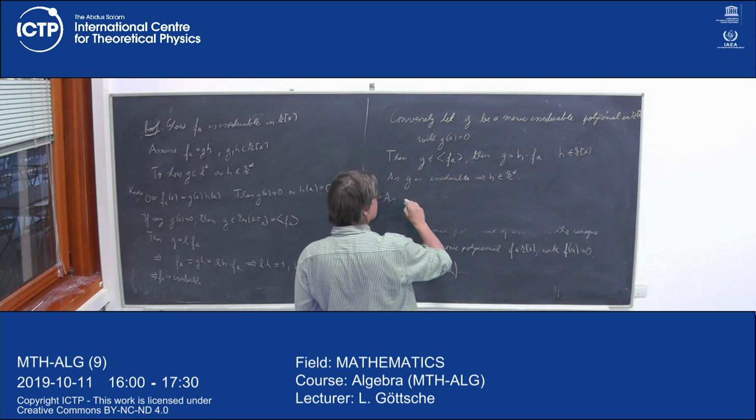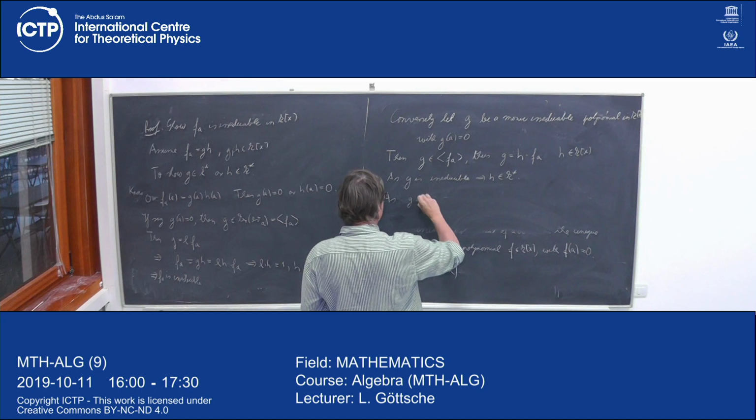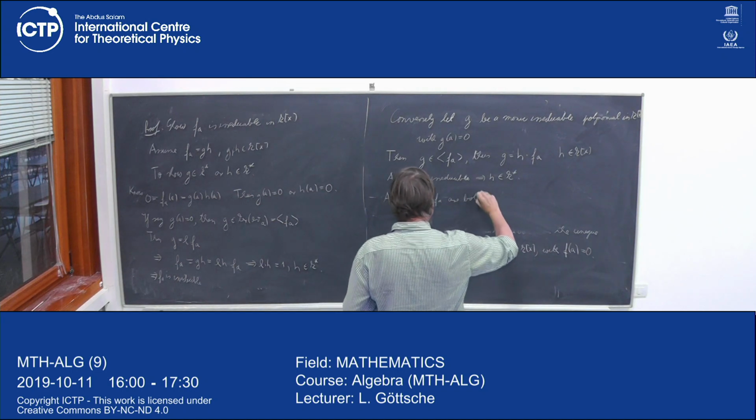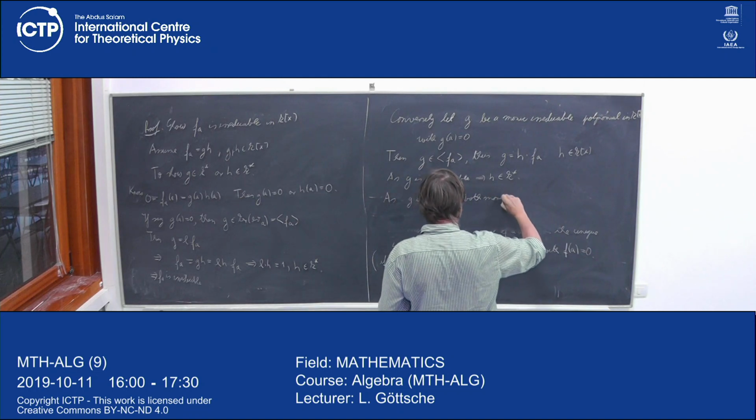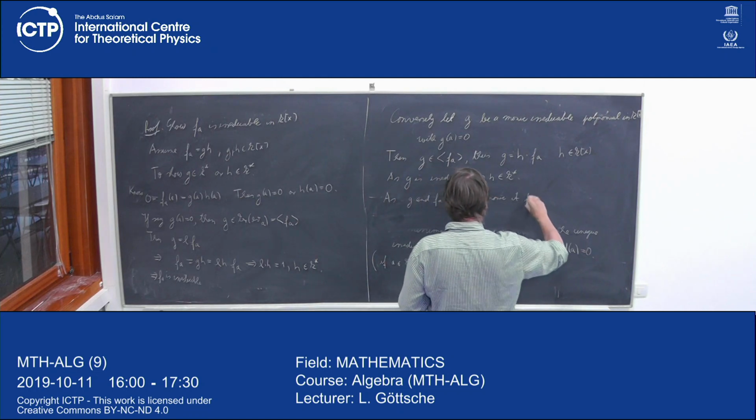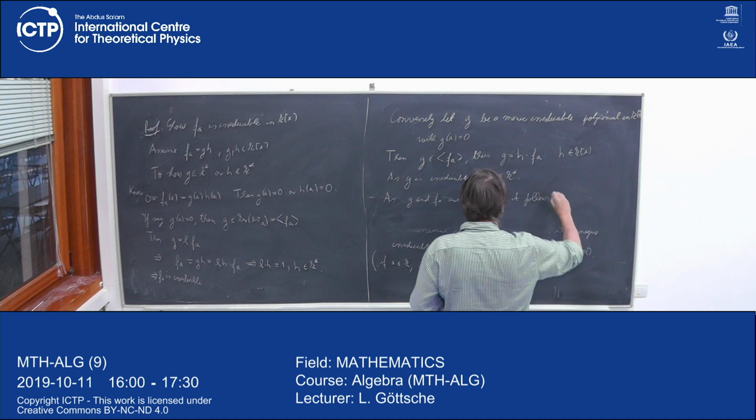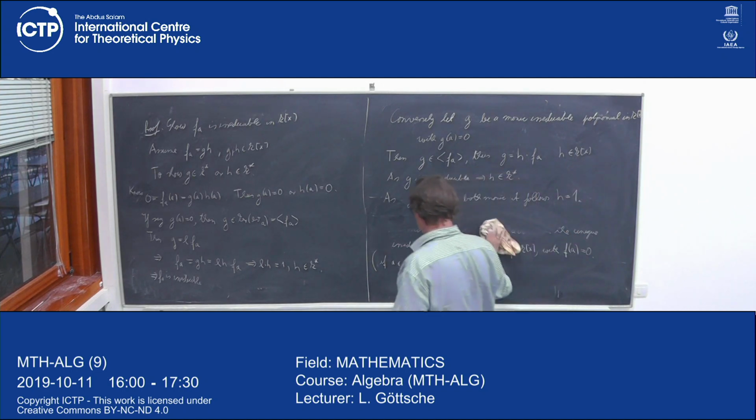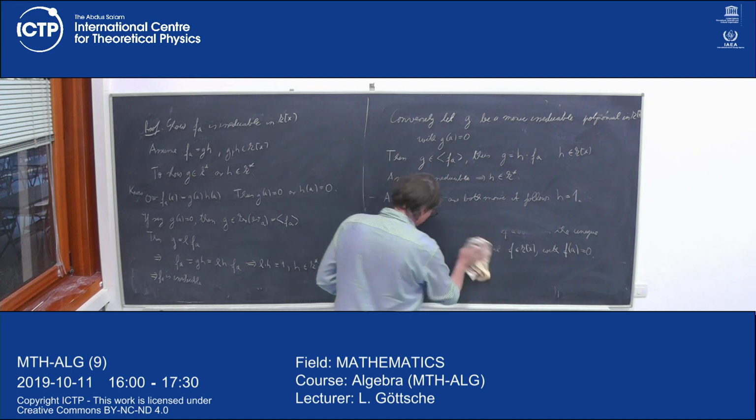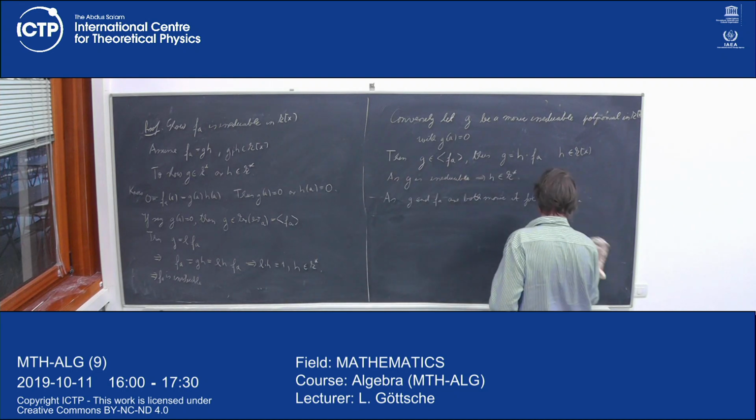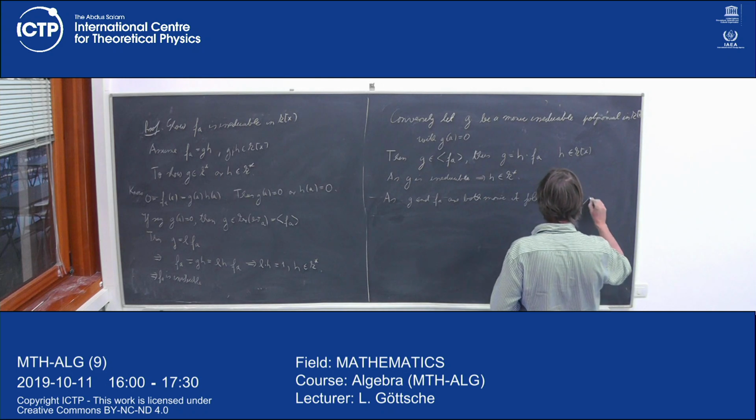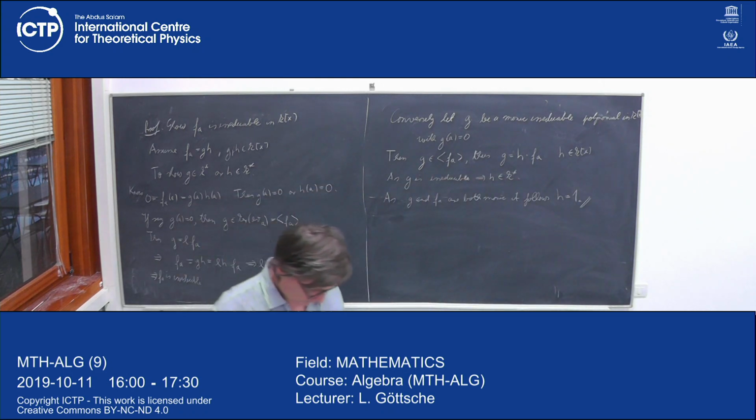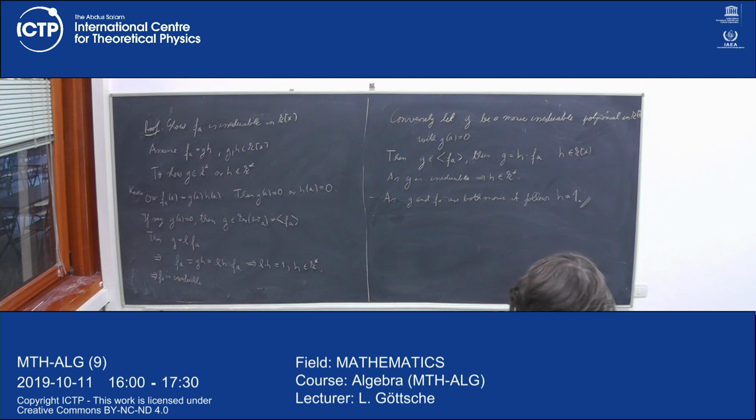As G and FA are both monic, it follows H is equal to 1. And so they are equal. Okay, so this is this other way of describing this irreducible polynomial. So I don't have much time.